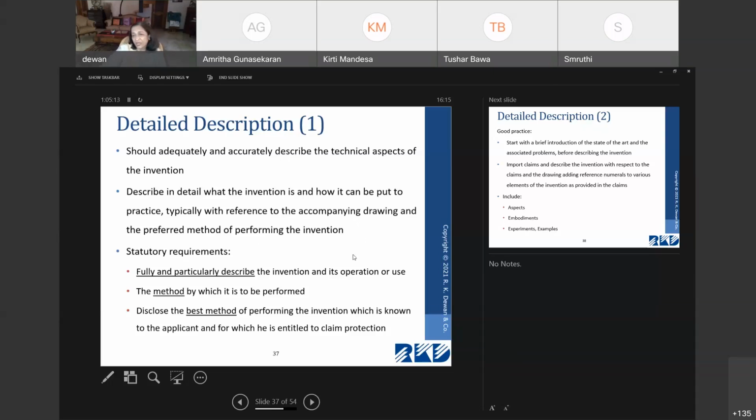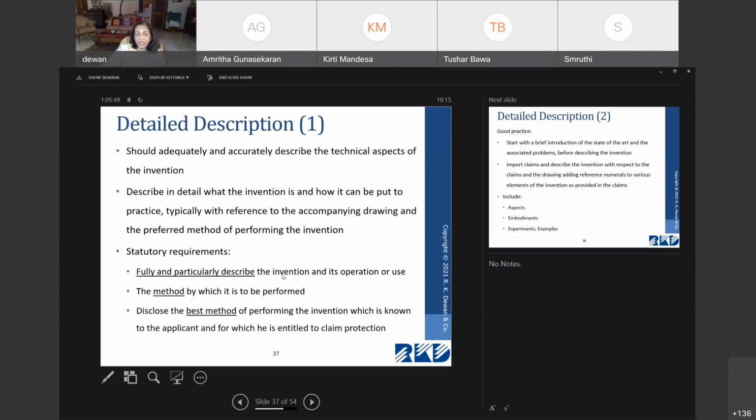Sometimes people are hesitant about giving these details, but remember that this is like a contract between the government and the applicant. I'm going to give you full disclosure and share my technology with you, and in return you are giving me a monopoly for X number of years. If you are not fulfilling your part of the contract, then naturally it is not going to stand, and your patent may be invalidated.